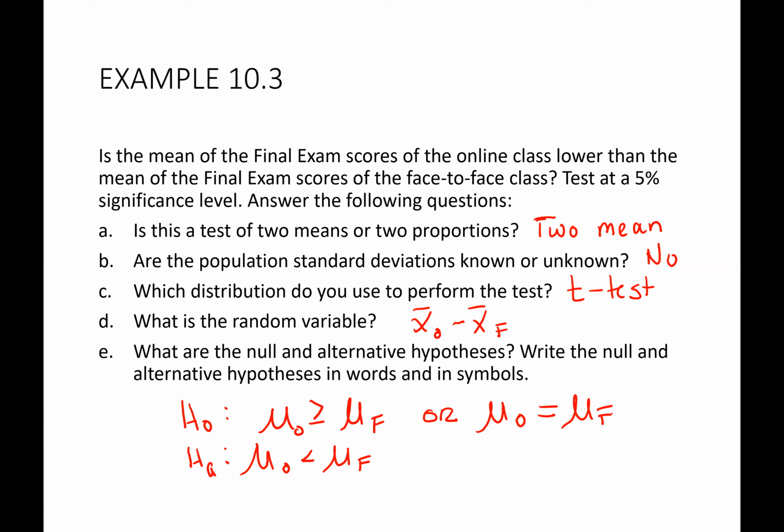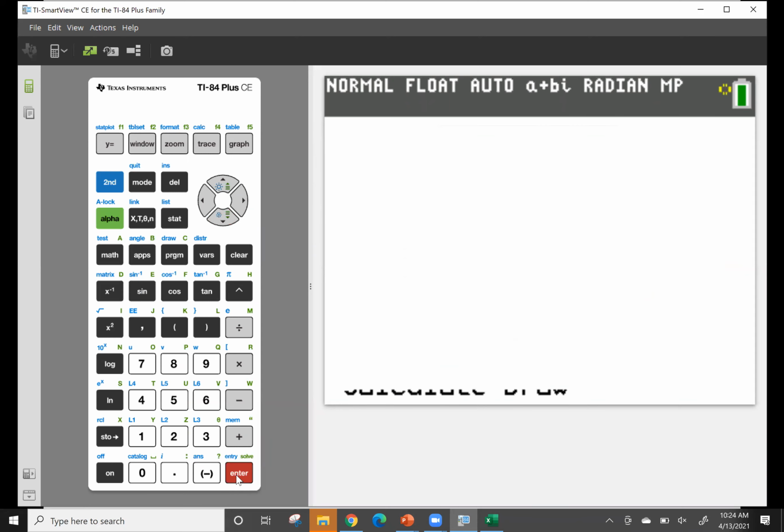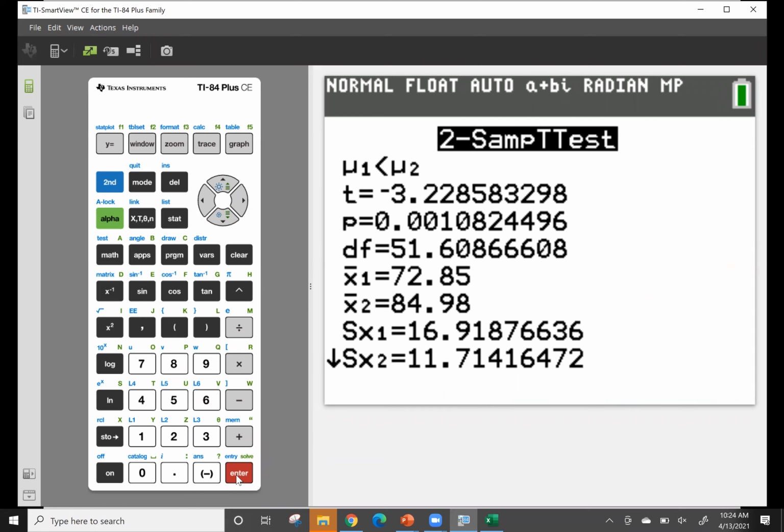Okay, so let's go back now that I have this written. I want mu1 to be less than mu2. So mu1 is being calculated from that first list. He thinks that the online data will show that the mean is less than the face-to-face. Okay, let's calculate this. We're not going to pool. And here's what we get. So what's our p-value? Our p-value is 0.001. And that's really all I'm interested in at this point.